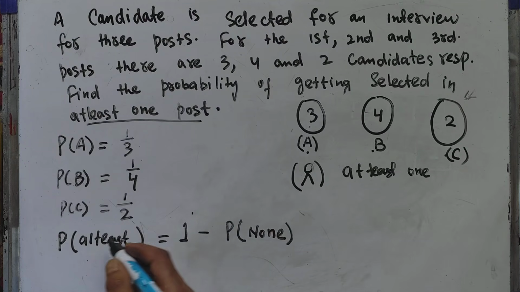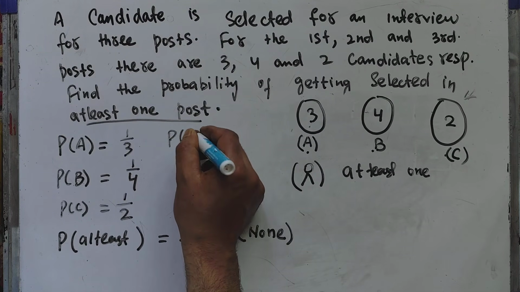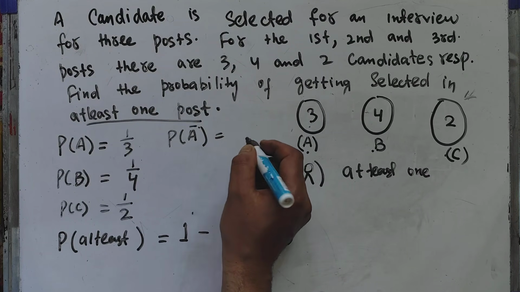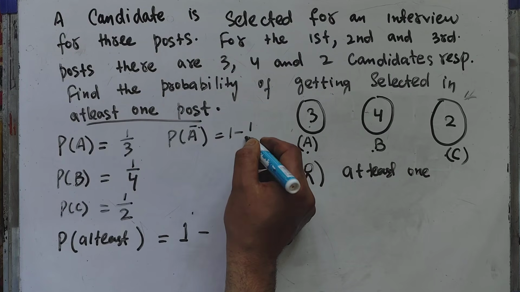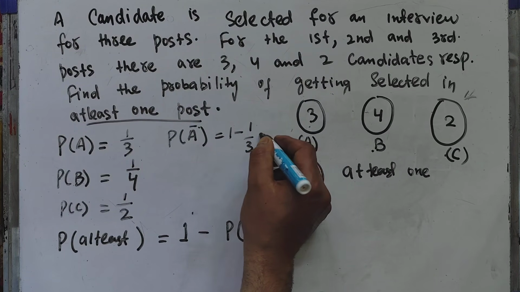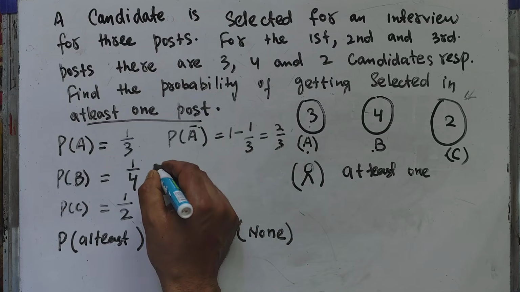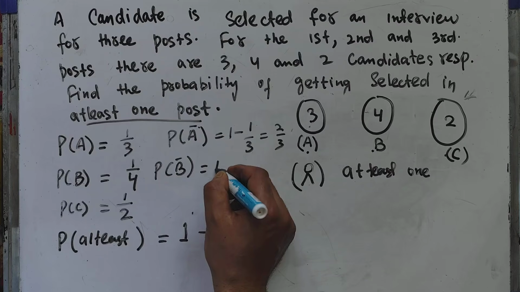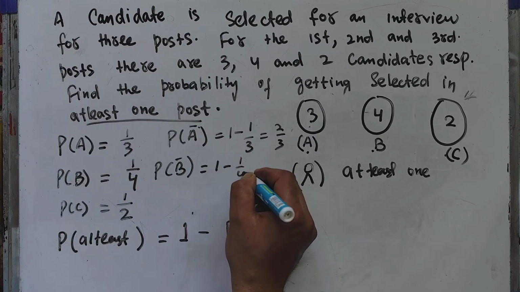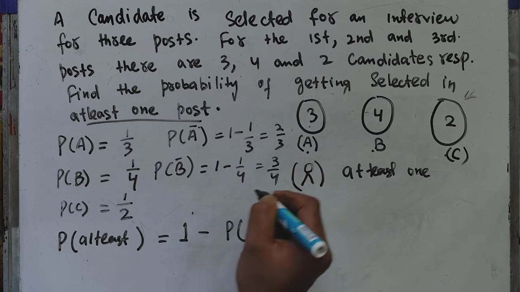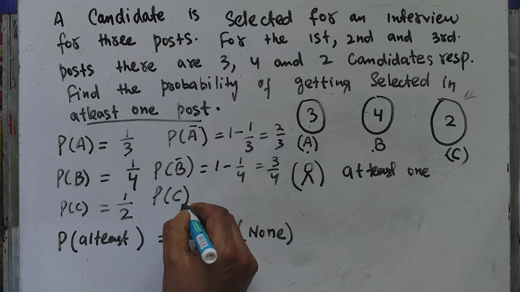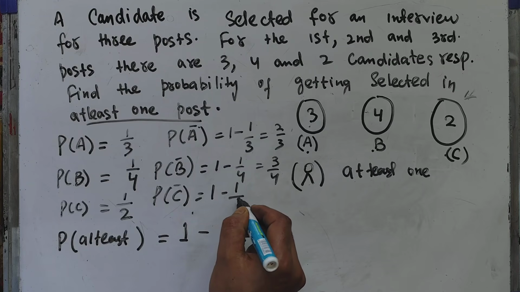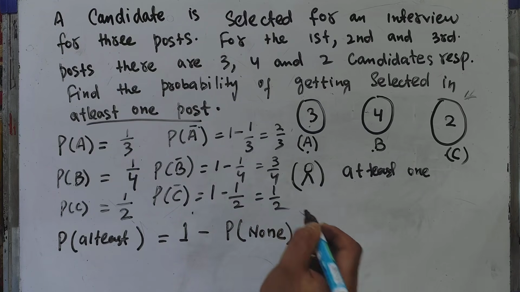Now what is the probability of not getting selected in the event A? Let us denote it by P(A prime), which will be equal to 1 minus the probability of getting selected. The probability of getting selected is 1 upon 3, so here we get 2 upon 3. The probability of not getting selected in the second post will be 1 minus 1 upon 4, so here we get 3 upon 4. The probability of not getting selected in the third post will be 1 minus the probability of getting selected, so it comes out to be 1 upon 2.